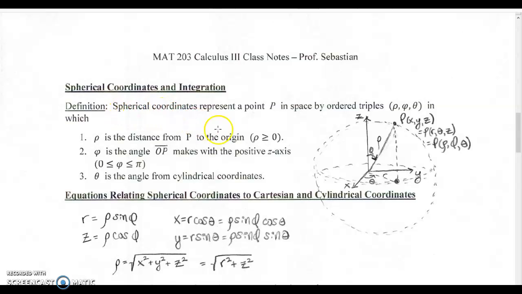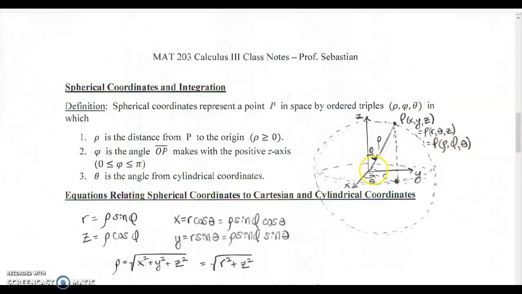For spherical coordinates, we imagine these coordinates come from a system where it makes more sense to think about spheres. So they represent a point P in space by ordered triples, which are rho and the angles phi and theta. That same point can be represented as x, y, z, of course, or as r, theta, and z, which is cylindrical coordinates, or as rho, phi, and theta.